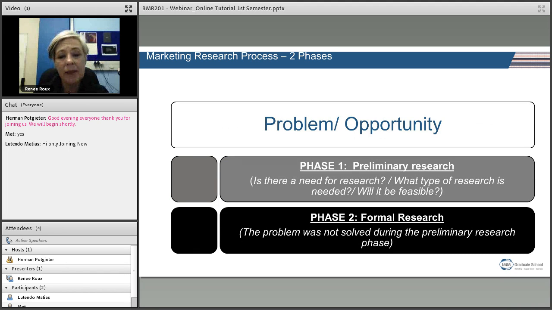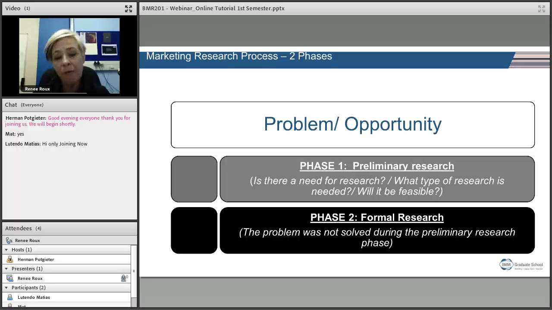Now, the marketing research process can be split into two phases. It doesn't matter whether it is a problem or opportunity. Both these phases apply to whether it is a problem or opportunity. Phase one, we call preliminary research, and this is really where you try and understand whether there is a need for research, what type of research should you do, will it be feasible, is there already information available? But don't worry, on the next slide we will really unpack this phase.